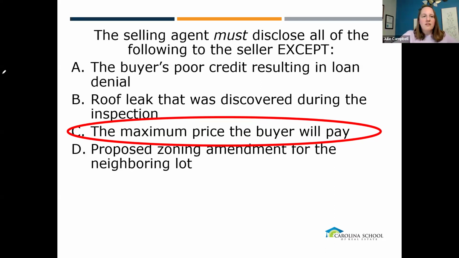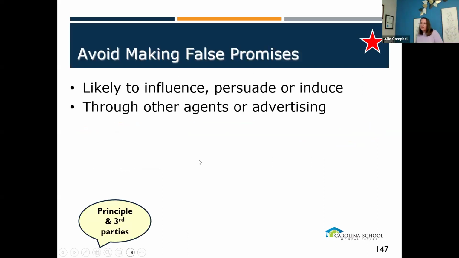So we have some other additional duties. In addition to not lying or omitting material facts, we have other additional duties. Some we owe just to principals, some we owe to customers, some we owe to both. An additional duty I owe to both is to avoid making false promises. If you promise somebody you're going to do something, do it. Don't try to persuade them into making a decision through your false promises.